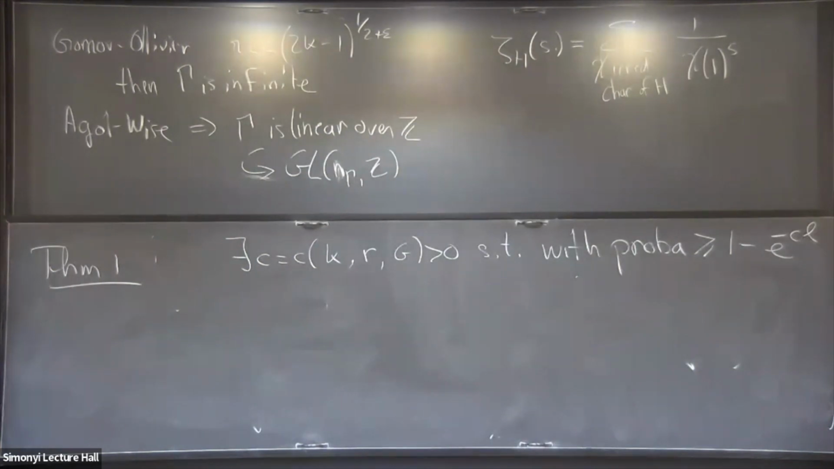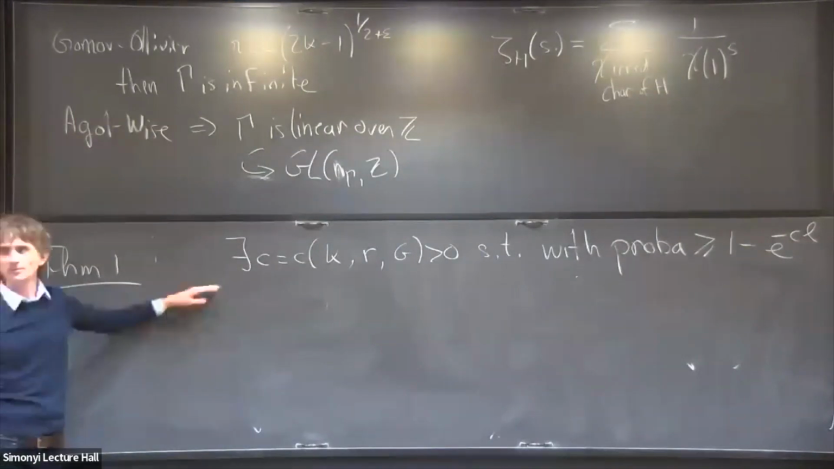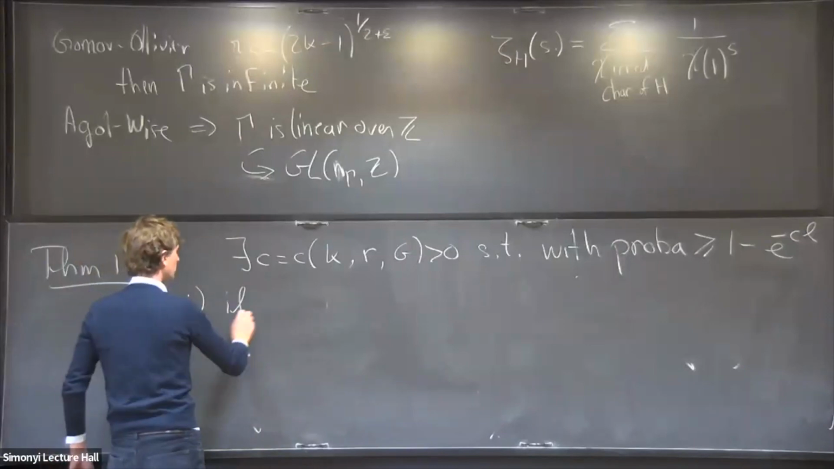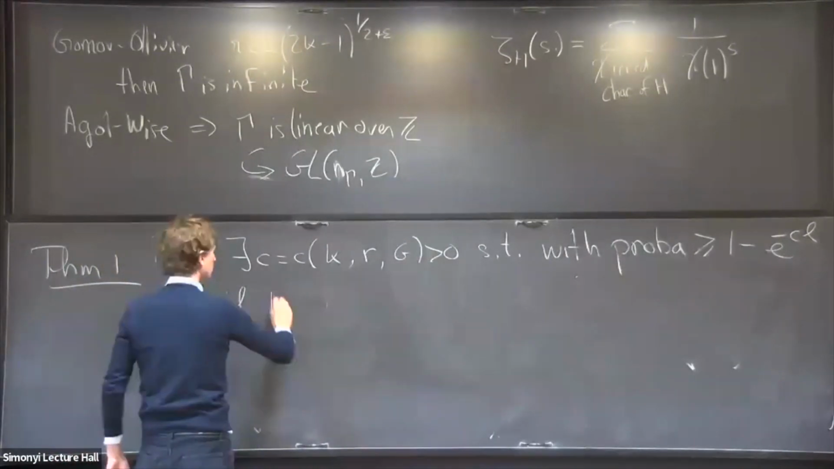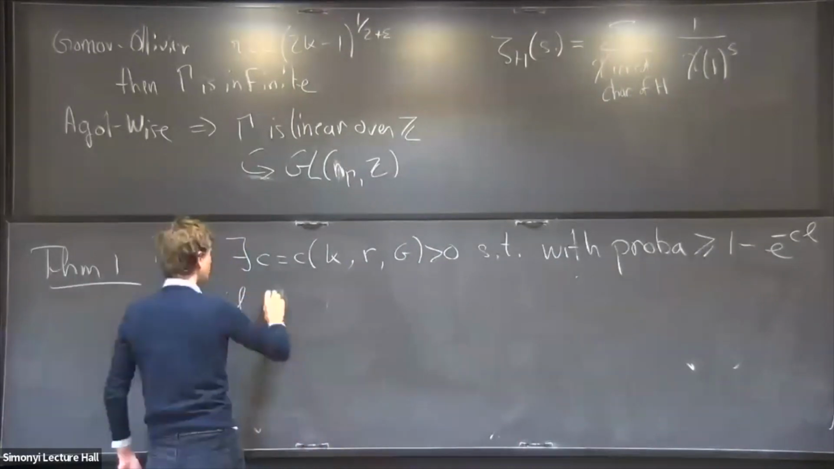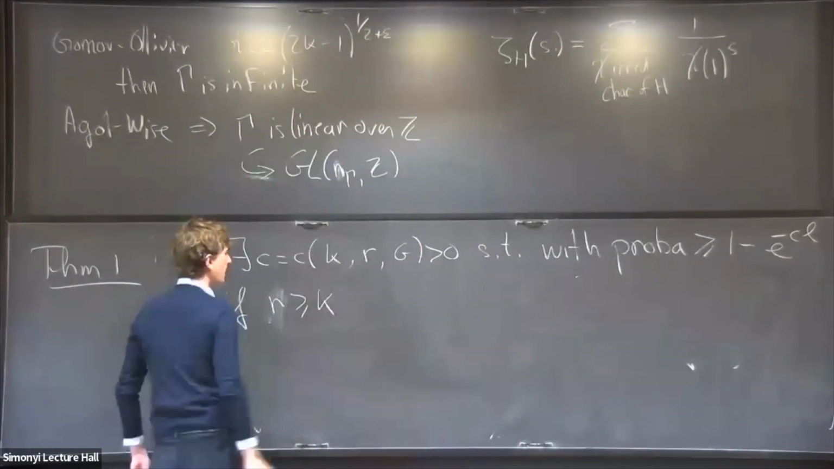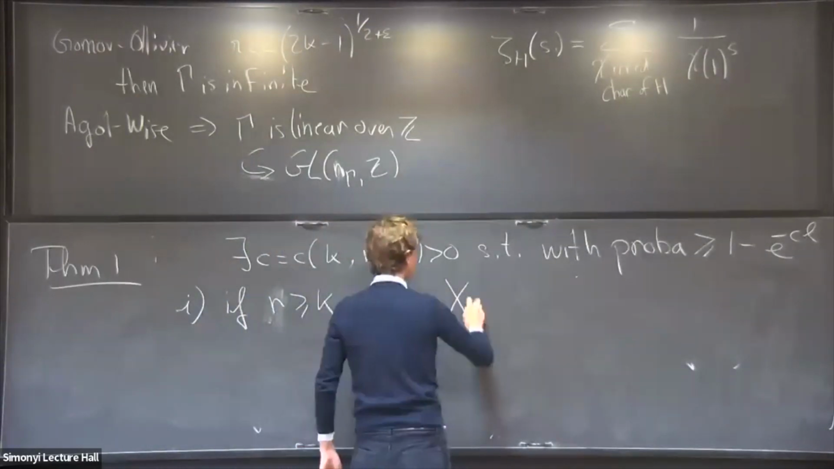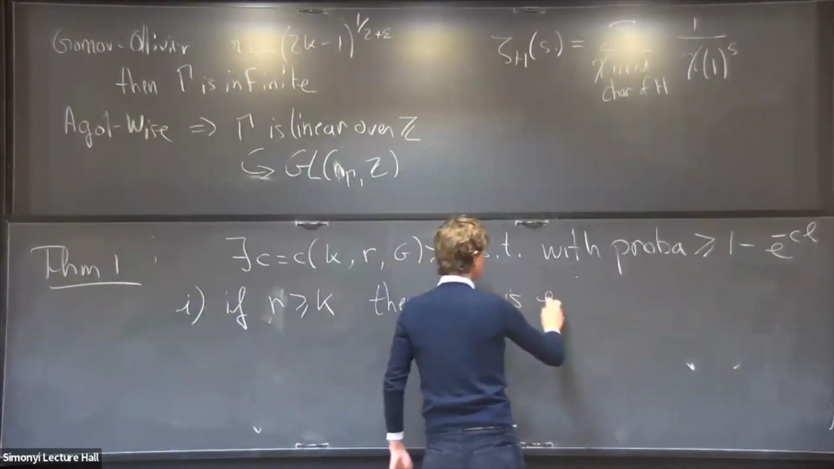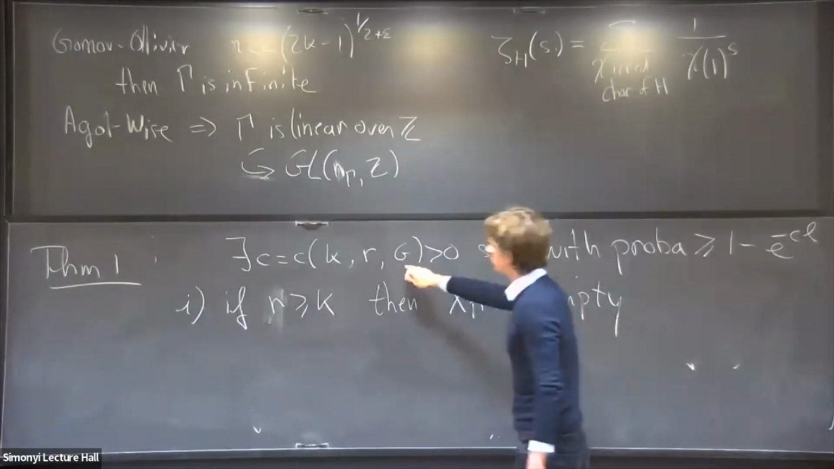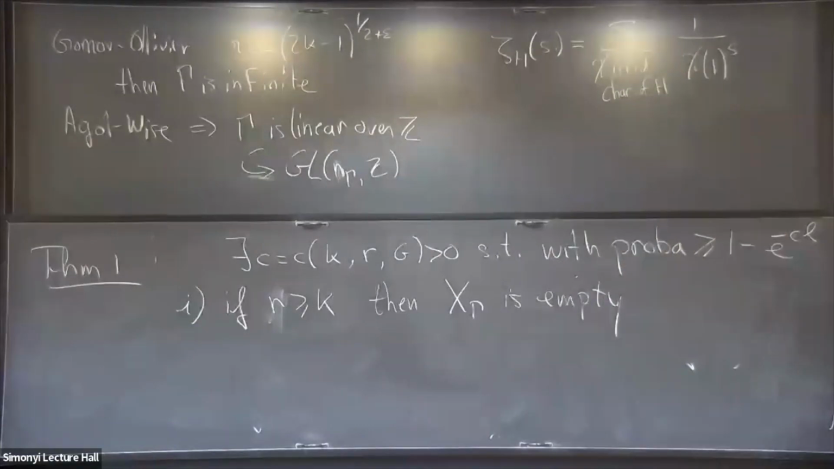Are we assuming what condition on R in relation to K? Yeah, I'm about to say. So if the number of relations exceeds K, then the character variety of gamma is empty. Here G is fixed. That's my semi-simple Lie group.